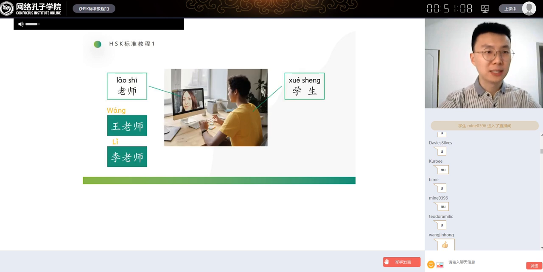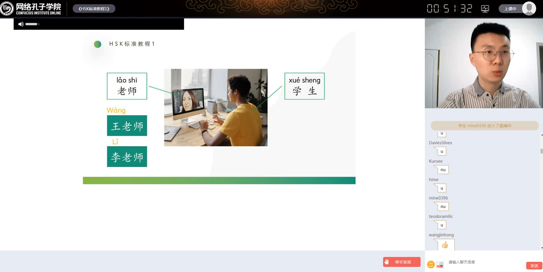好, let's look at this picture. I think many students are sitting in front of the computer like this picture, listening to my class. The way to call the teacher, we should say 老师. 老师 means teacher. So student, 学生. It's student.